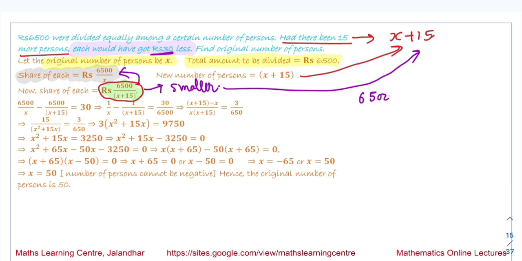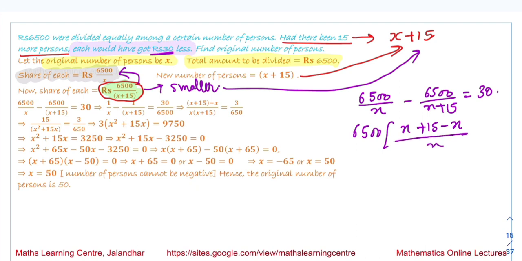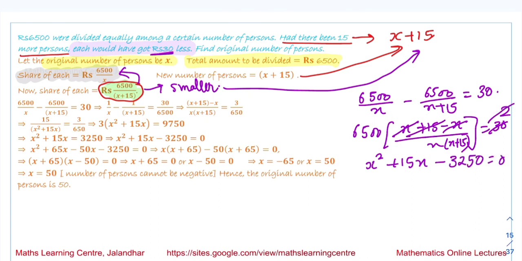So it is 6500 over x minus 6500 over x plus 15 is equal to 30. We take 6500 common, and it is x plus 15 minus x over x into x plus 15, that is equal to 30. These two get cancelled, and we are saying 15 2s are 30. So what we are left with is that x square plus 15x minus 3250 is equal to 0. This 2 and this are cancelled, it is 3250 over here.